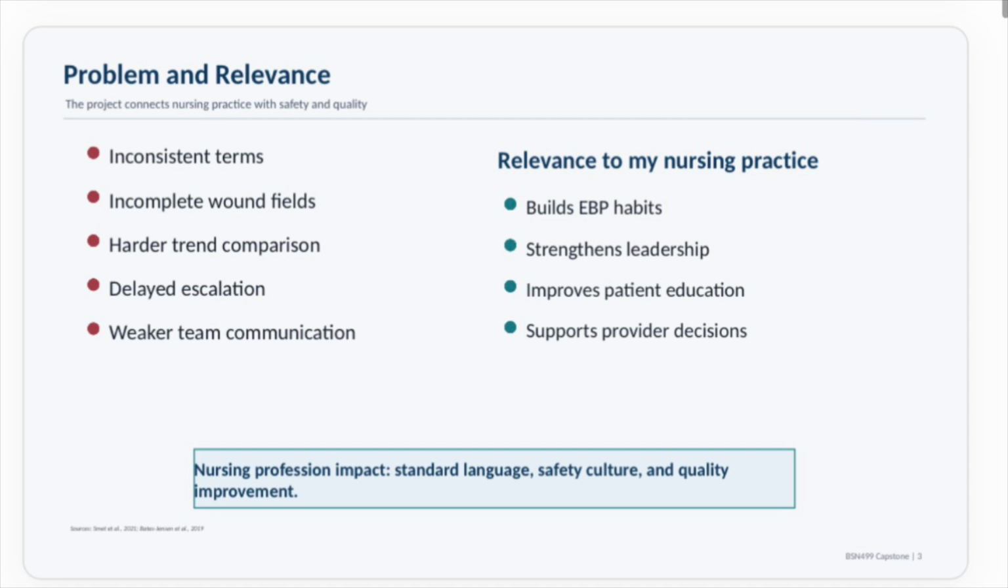Smet et al. 2021 found that chronic wound assessment tools differ in the strength of their measurement evidence, which means nurses must use structured tools thoughtfully. Bates-Jensen et al. 2019 also demonstrates that reliability depends on training and clearly defined wound characteristics. The project therefore strengthens nursing assessment, documentation, communication, and patient safety.